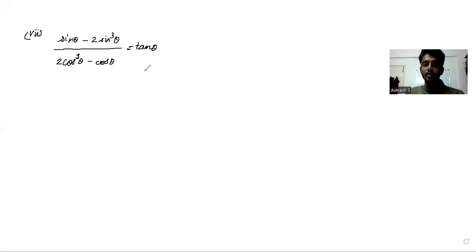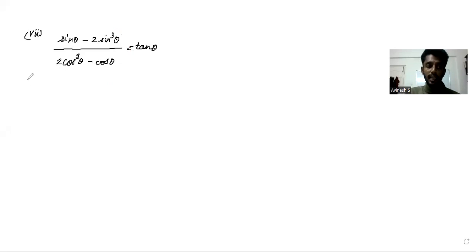So this is the seventh subdivision, and there is an LHS and an RHS. The right hand side is clearly given as tan theta, which is basically sin theta by cos theta. So somehow, if you are able to make this as sin theta by cos theta, then we are done. So how are we going to proceed?